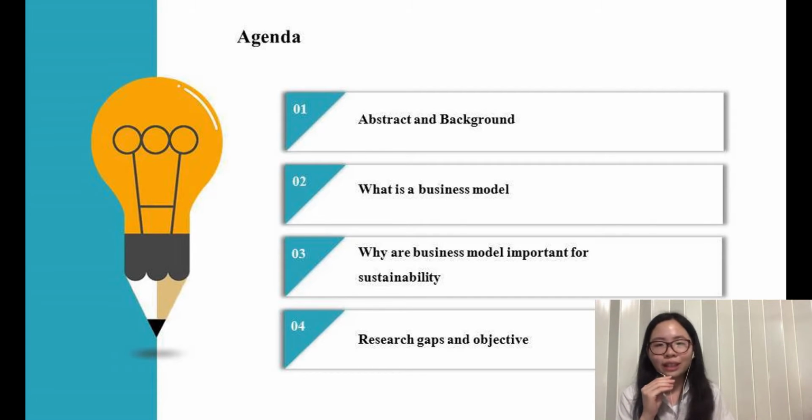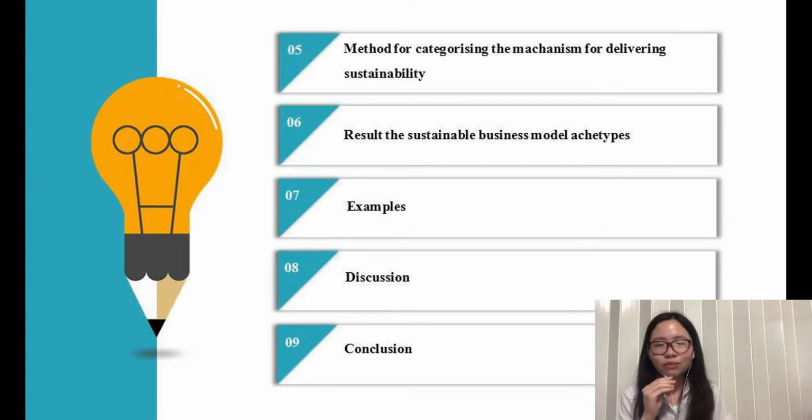Fourth, research gaps and objectives. Fifth, method for categorizing the mechanism for delivering sustainability. Sixth, resolve the sustainable business model archetype. Seventh, example. Eighth, discussion, and the last is conclusion.